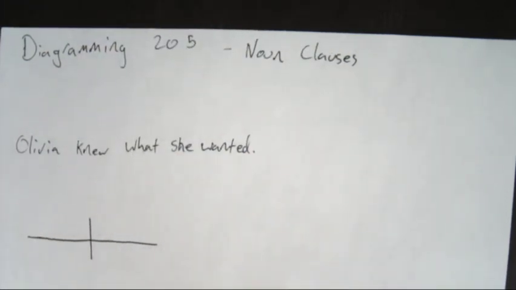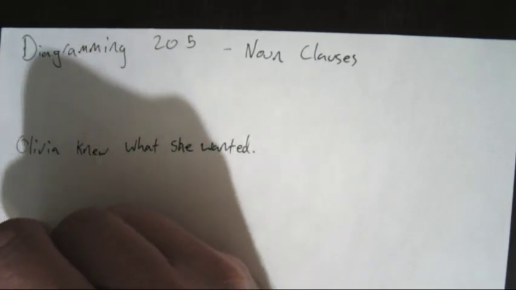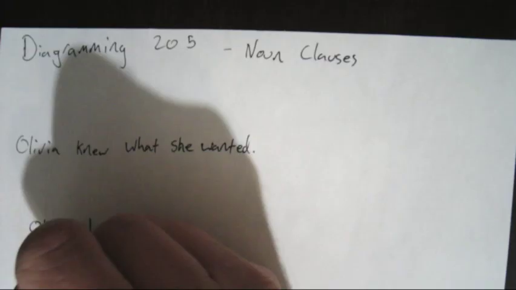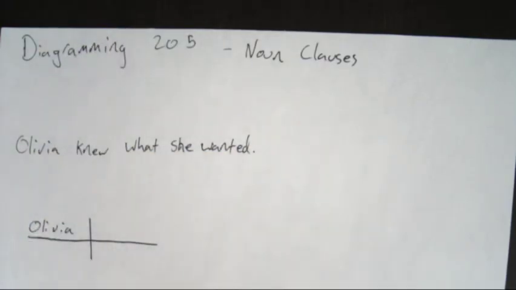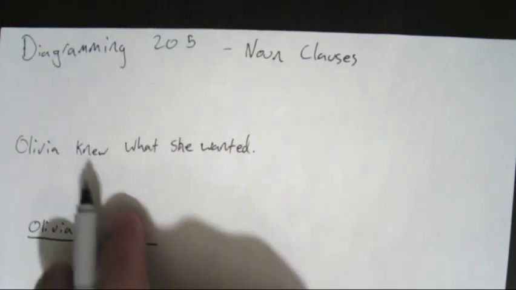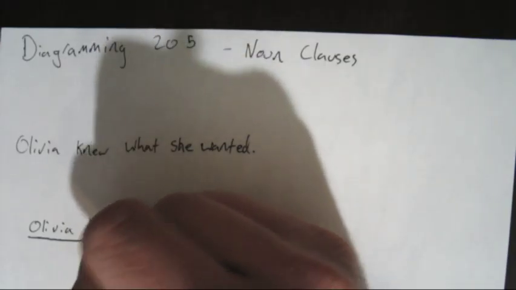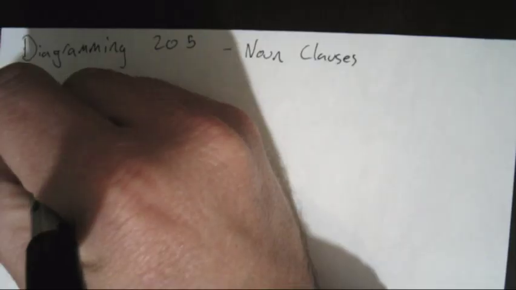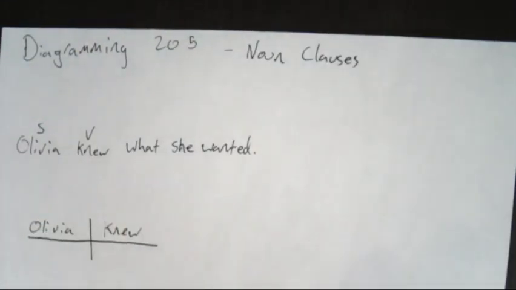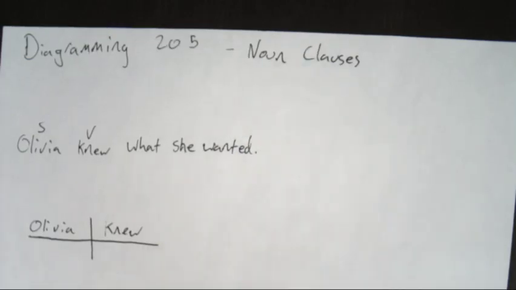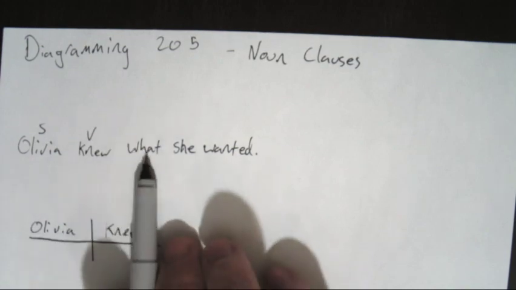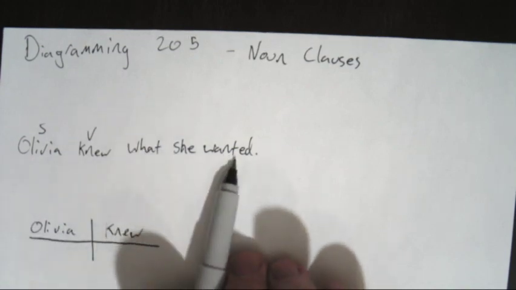What's the subject? Well, what's doing the thing in the sentence? Olivia is. And what's she doing? Well, the verb here is knew. Let's go back to labeling these. Subject, verb, right? Now, question is, what did she know? Well, she knew what she wanted.